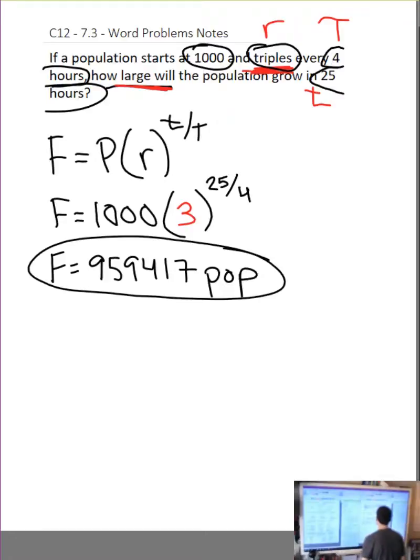A little logic check. We have 1,000. We're tripling every 4 hours. So in 25 hours, how many triples will that be? Well, 4 goes into 25 about 6 times. So we're going to triple about 6 times. So we're going to start off with 1,000. Then if we triple, after one tripling time, it will be 3,000.